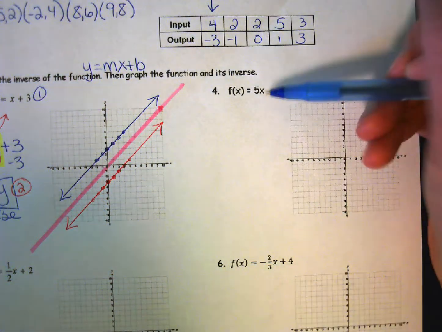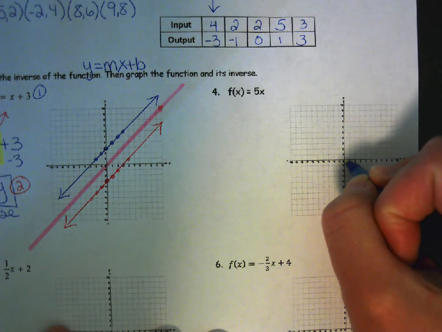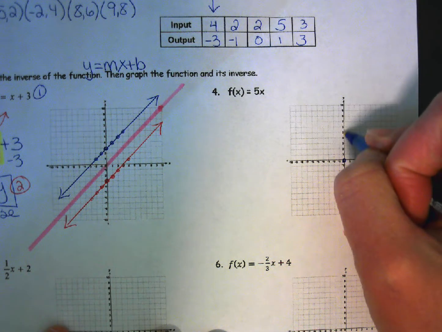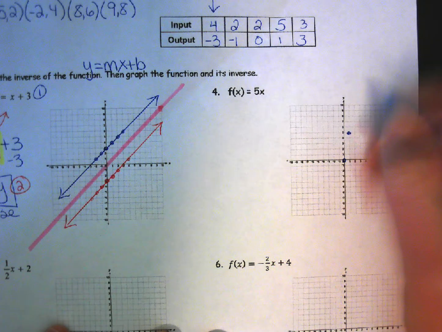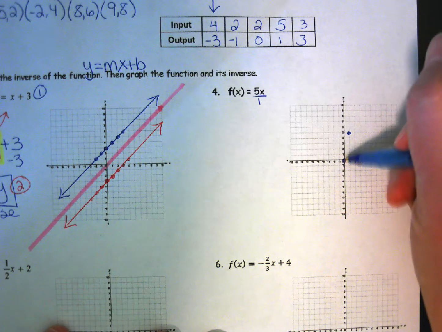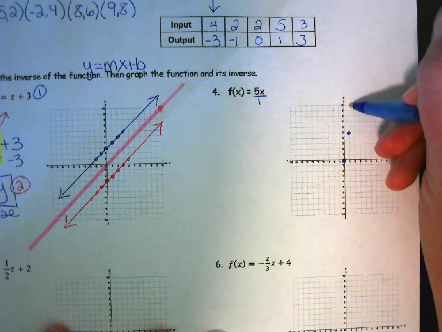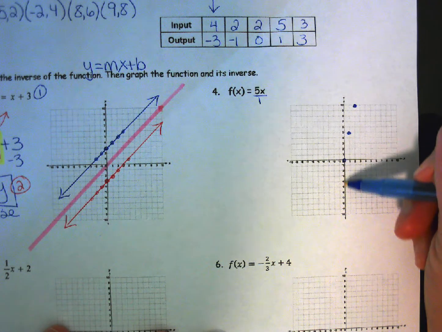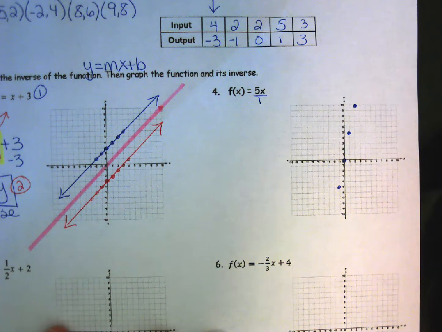So if I use slope-intercept, this is going to start at 0. And then I'm going to go up 5 and then over 1. Remember, this is always over 1. Any whole number is always over 1. So up 5 over 1 and then up 5 over 1. Maybe just so I know, I'm going to go down 5 and over 1, just so I get a good idea of where this line is. And let me go ahead and connect them.